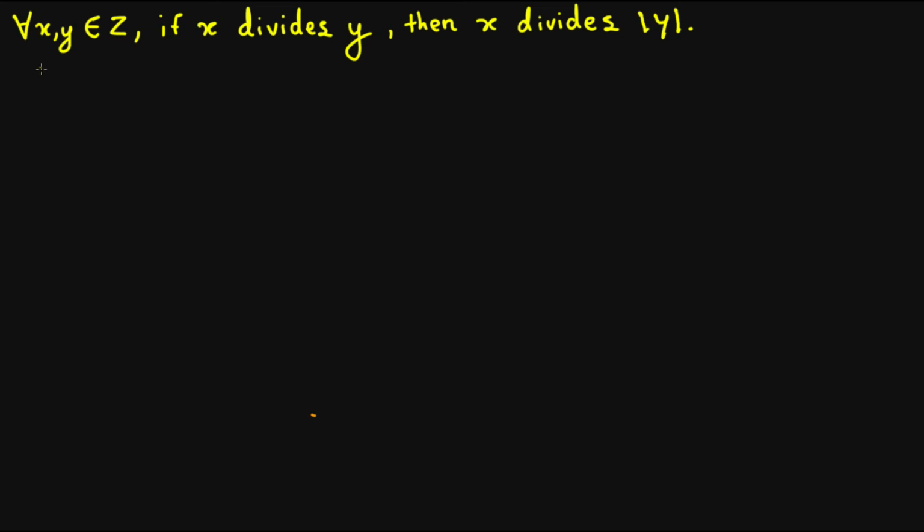In this video we are going to see how to prove this proposition. Here the proposition says for all x, y belongs to integer, if x divides y, then x divides absolute value of y. Here we are going to have two cases.